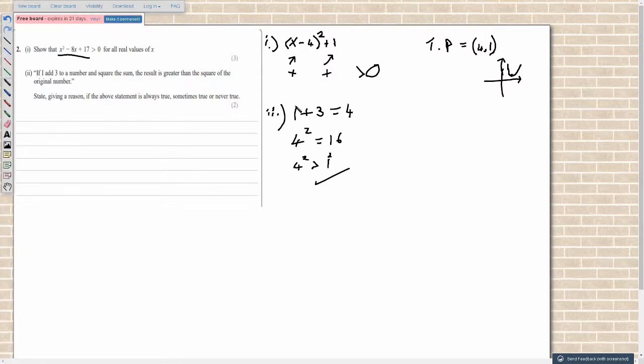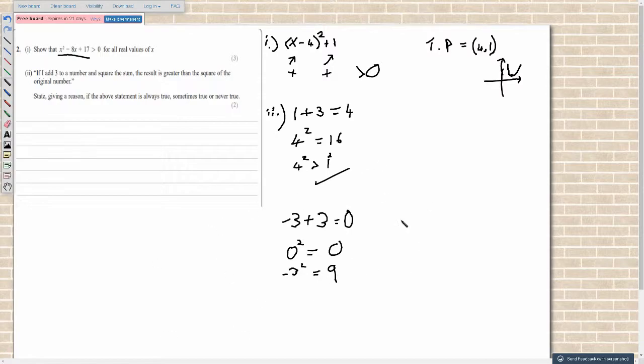But what happens if I pick minus 3? If I pick minus 3 and I add 3, well, that gives me 0. Hopefully that's clear to see. I just get 0, right? Well, if I square this, 0 squared, that's just going to be 0, right? Well, if I square the minus 3, though, that's going to give me 9.